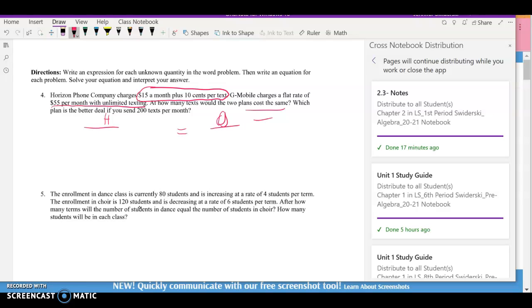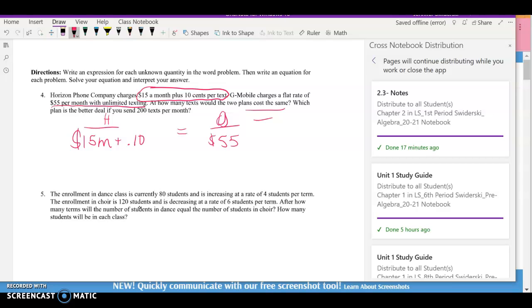So G-Mobile charges a flat rate of $55 per month. What about Horizon? $15 a month plus 10 cents per text. How can I write an expression for that? Well, it's $15 per month, where M is months, plus 10 cents per text.